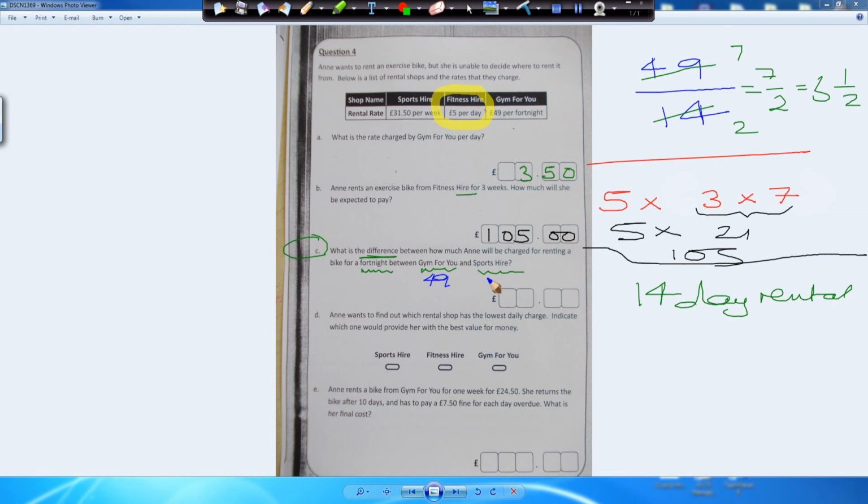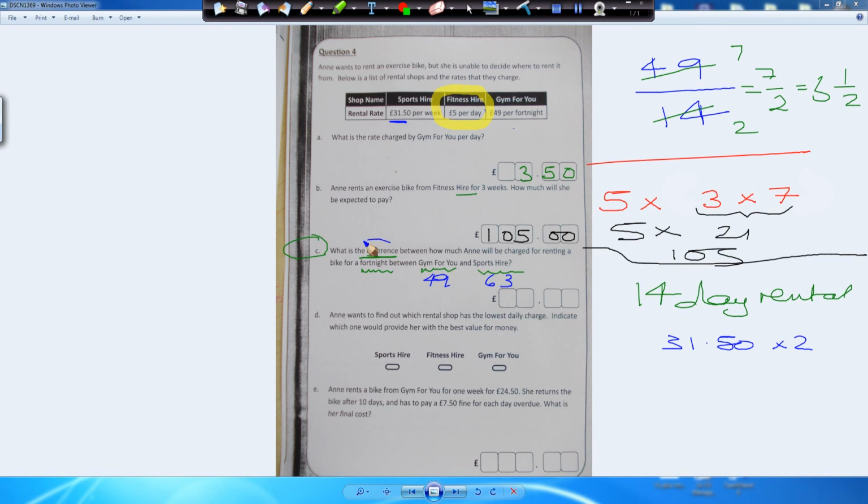And sports hire is £31.50 per week. So how many weeks is a fortnight? 2 weeks. So we've got to get this number here, £31.50. And then what do we do to it? Times it by 2 for 2 weeks. So that will give us an answer of £63.